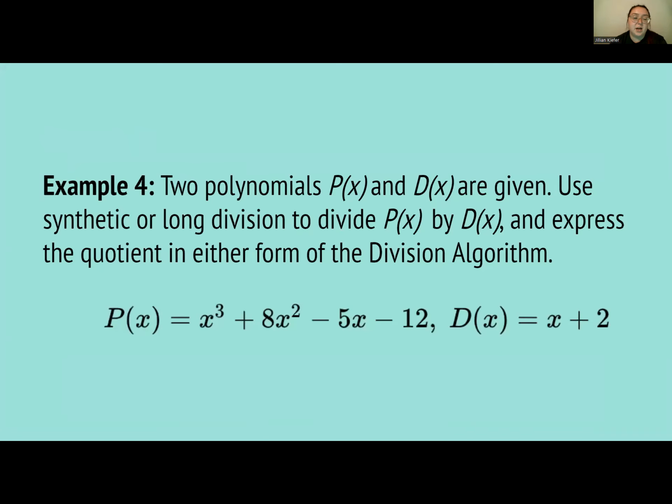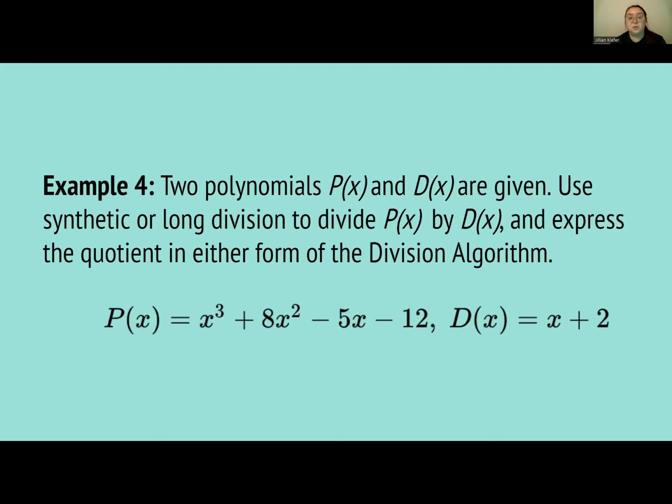All right, so example 4, we have two polynomials, p of x and d of x, are given. We're going to use synthetic or long division to divide p of x by d of x and then express the quotient in either form of the division algorithm. So we're going to go ahead and show both, just because you'd use either one on the exam. So you always want to use the one that you feel like you are better at. We're going to write both forms of the division algorithm, but once again, it would be up to you.